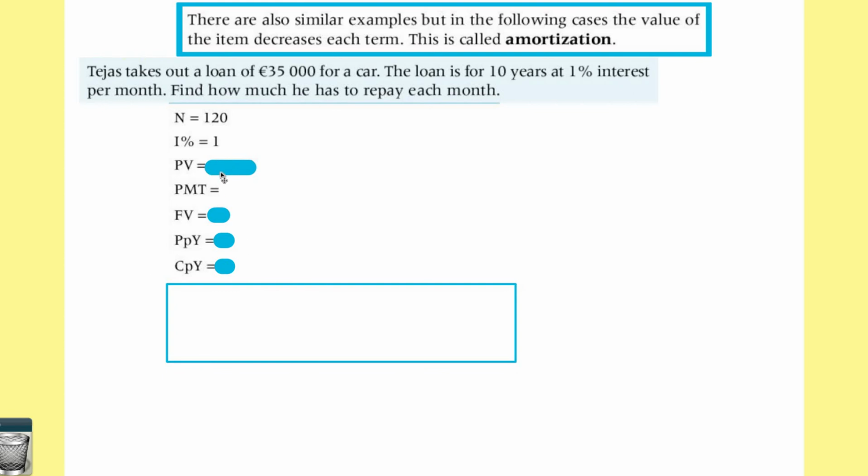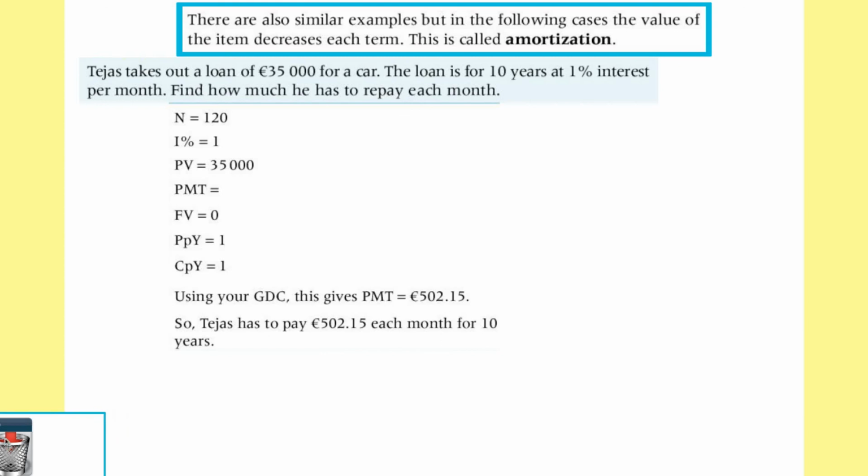PV, present value, is 35,000. They didn't lose any money, but that was what they were given. The future value is 0. That's how much they've got to pay off. The PPY and the CPY, leave those as 1. We're not talking compound. When you solve for the payment, you should get 502.15. So that's how much they have to pay each month for the next 10 years to pay off a $35,000 loan at 1% interest per month. Hopefully that makes sense. If not, you know where to find me.